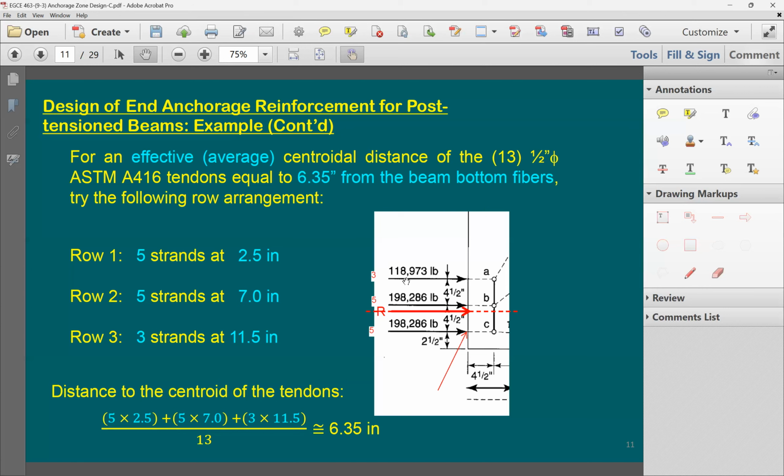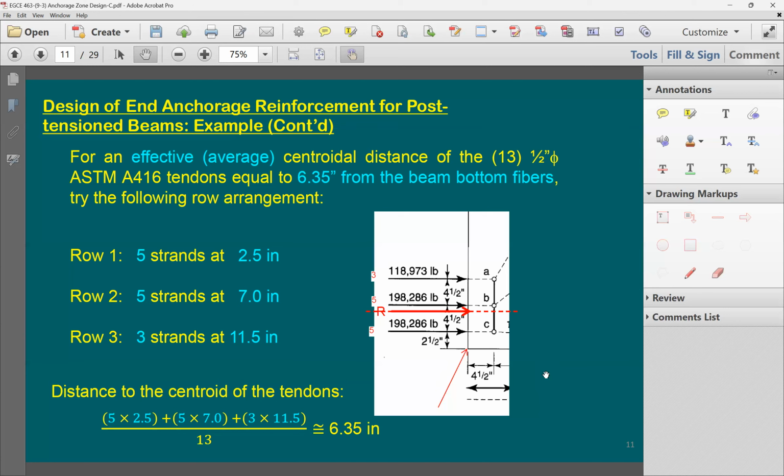The amount of force that I have in 3 strands is going to be equal to 118,973, and this is going to be for 5 strands, and also for 5 strands. So someone can take the moment about this point for all the forces and just cancel this one. Or, according to what we are doing here, you can just take the moment about the bottom.